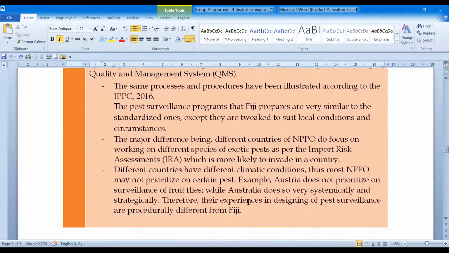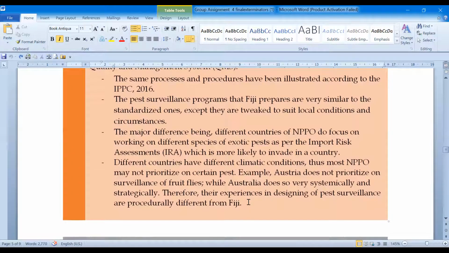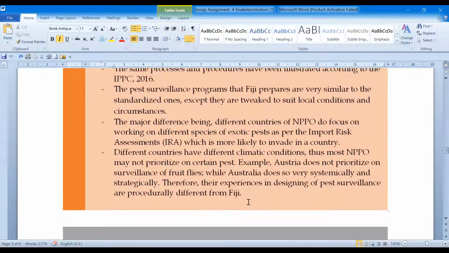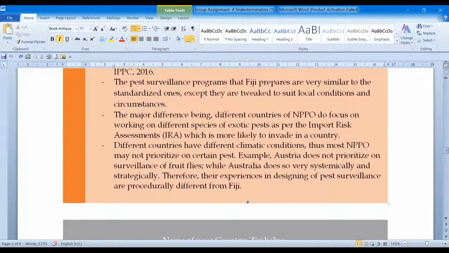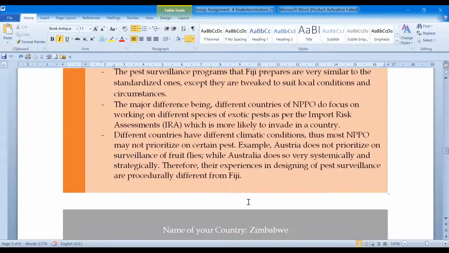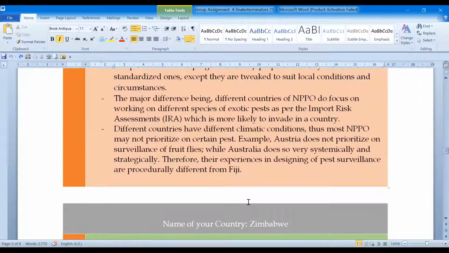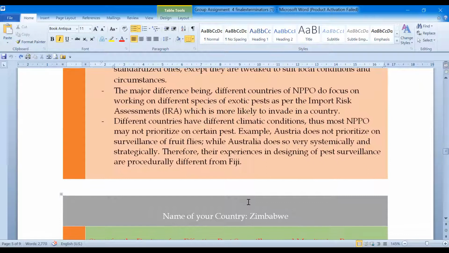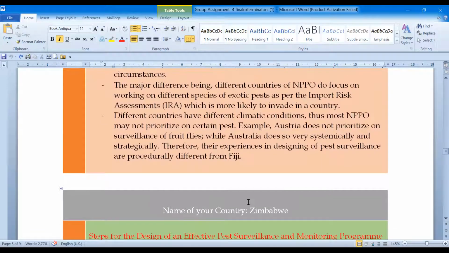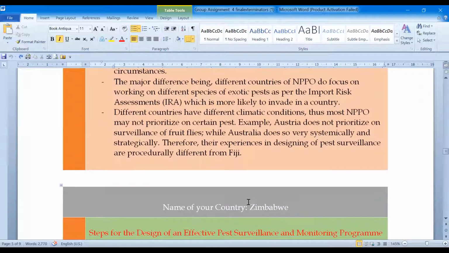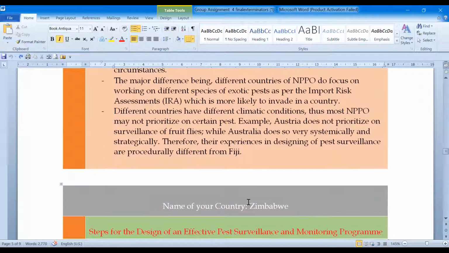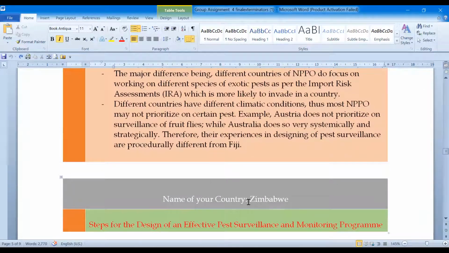And then also countries have different climatic conditions. So for example, Austria does not obviously prioritize fruit flies, while Australia does. Therefore, the experiences in Fiji will also differ a bit from other countries.